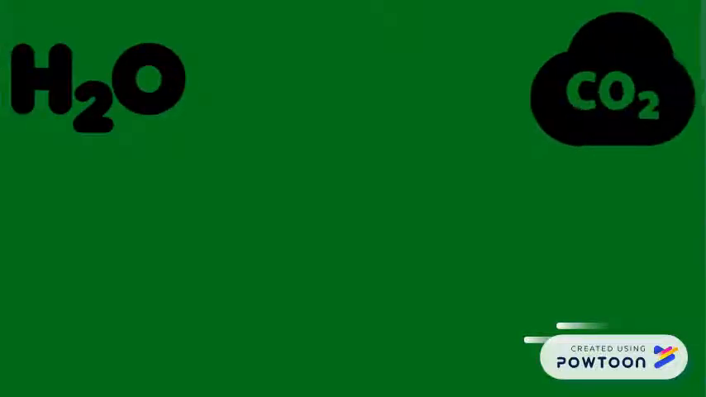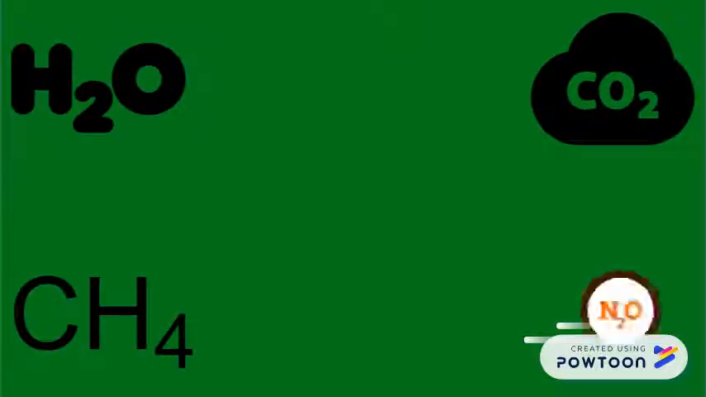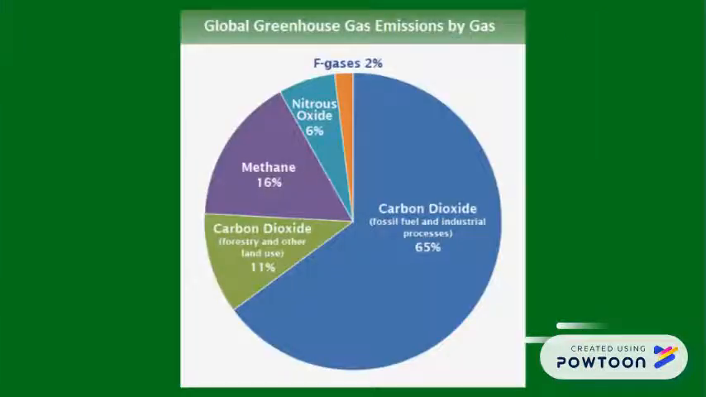Some examples of greenhouse gases are water vapor, carbon dioxide, methane, nitrous oxide, and ozone. This diagram here shows the different greenhouse gases and their abundance in percentage.